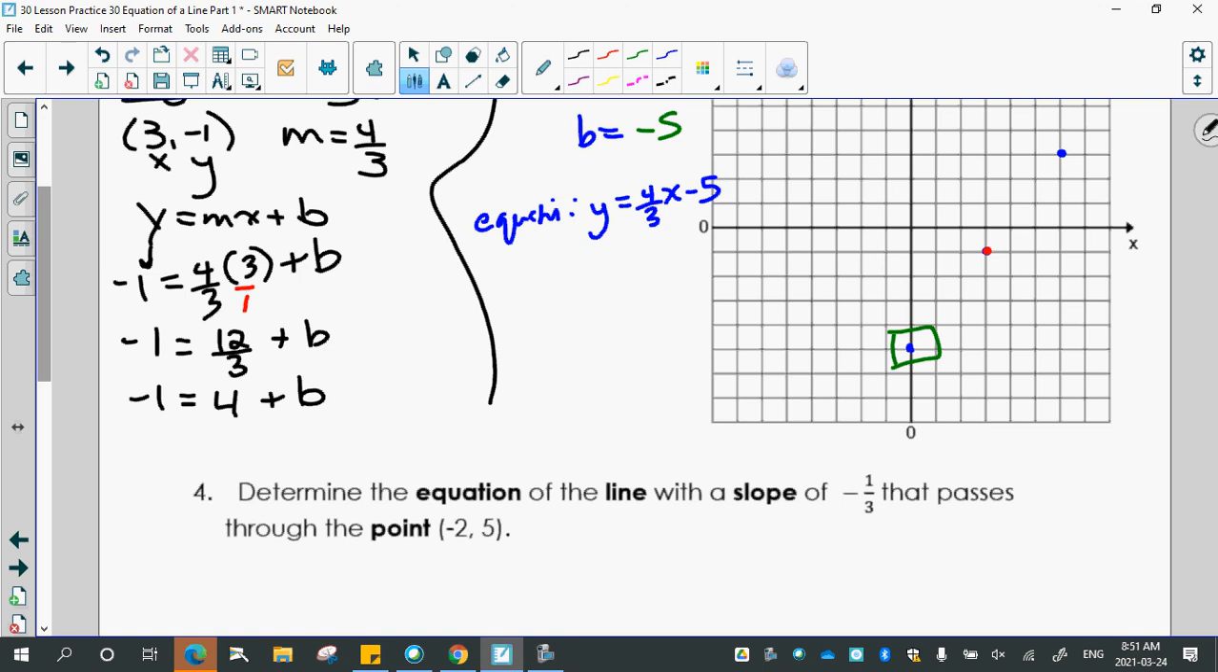And then how do I get b by itself? Reese? Subtract 4.